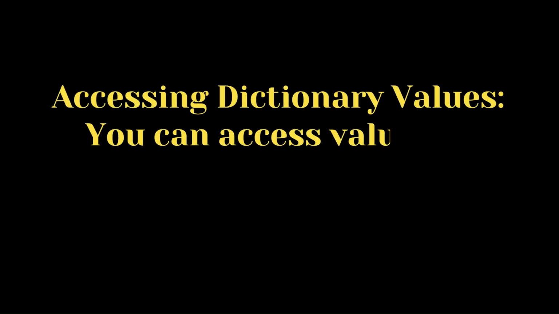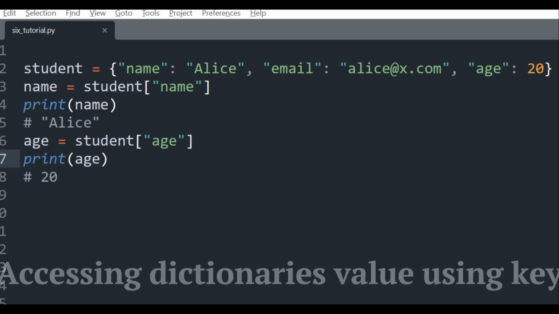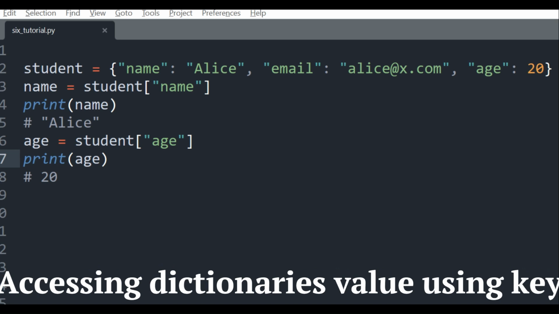Accessing dictionary values. You can access values in a dictionary by using the corresponding key. Here is the example. Run the Python file to see the expected result.